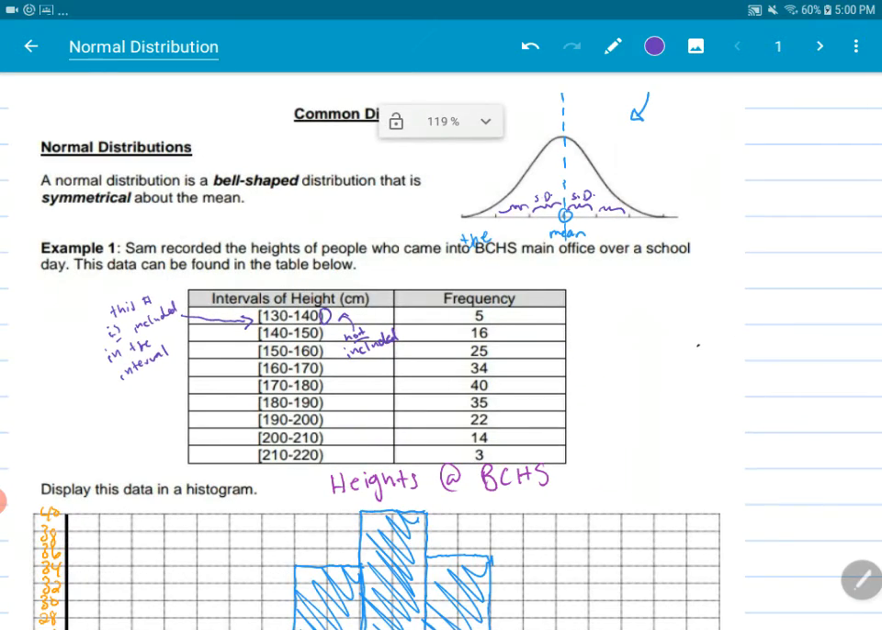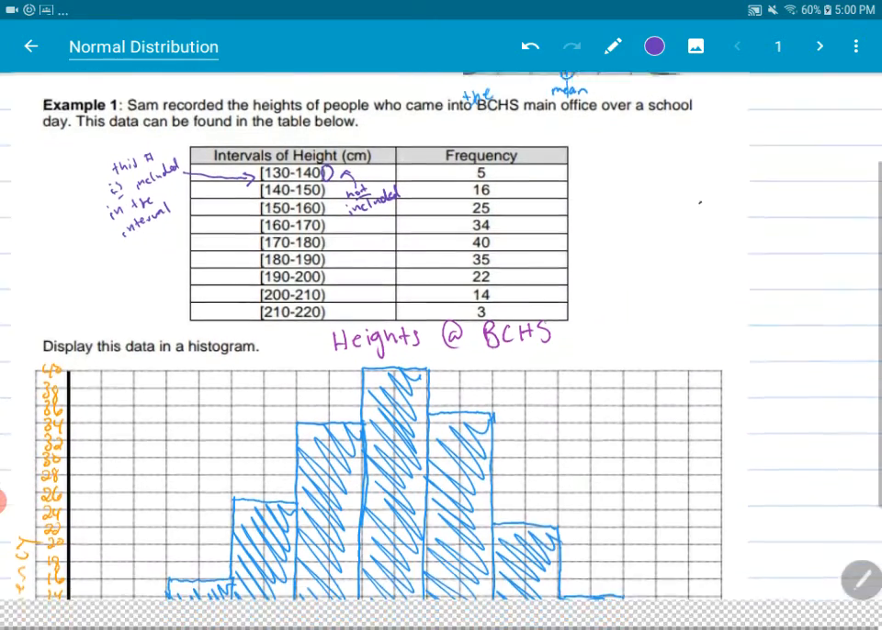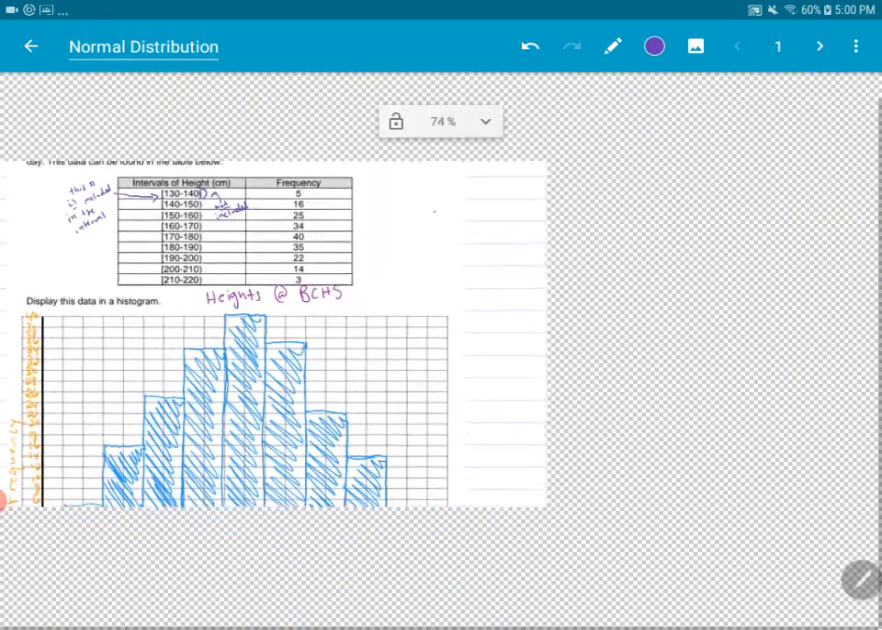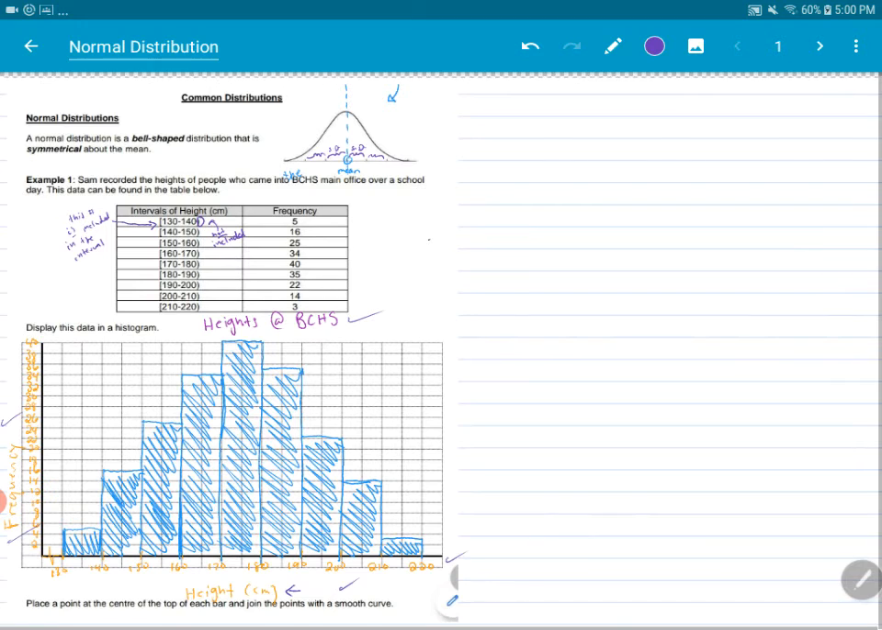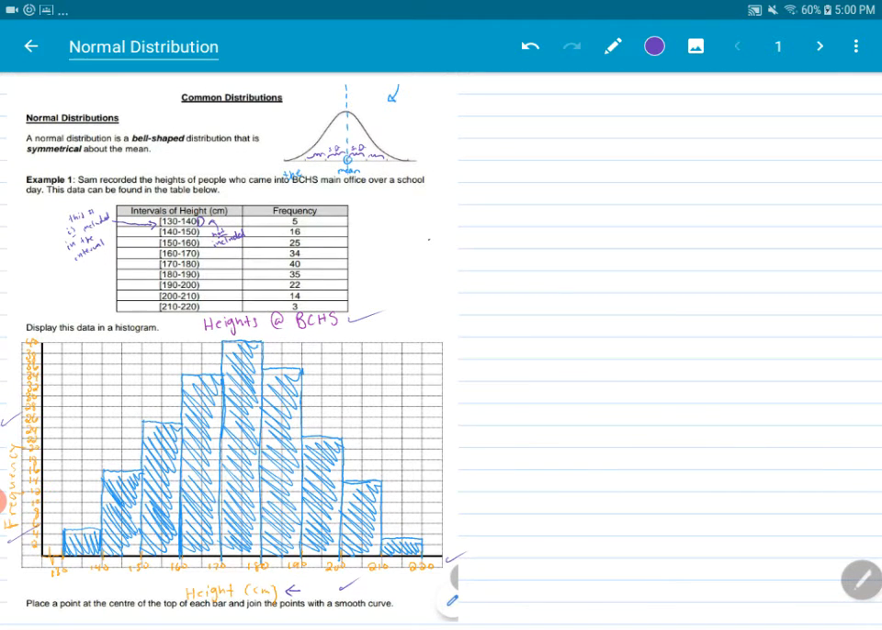Hopefully you tried it out on your own, but this is what our graph ends up looking like. Remembering that you have to label your axes, like height in our units here, and we also have our frequency on the y-axis, and you're putting a scale, and we also have a title. So check, check, check, check, and check here, which is great.